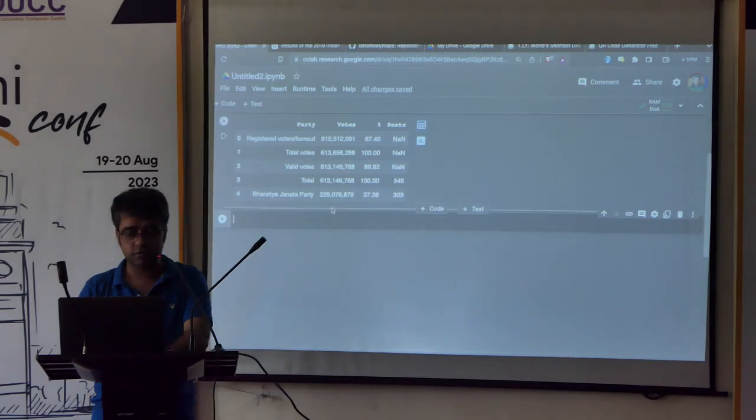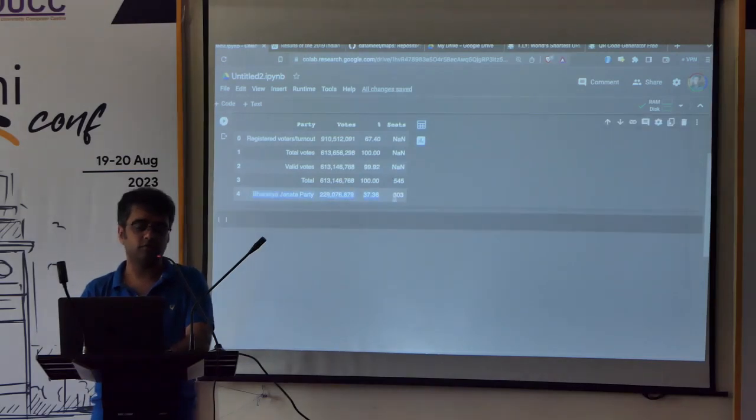Total votes, out of which some are invalid and so on. And then we get that. So what we have to do is simply take everything from number 4 onwards.